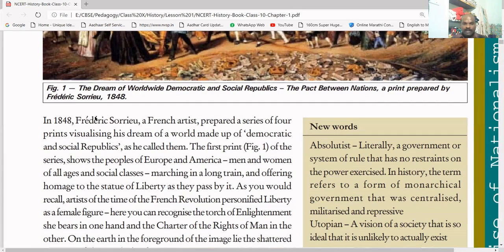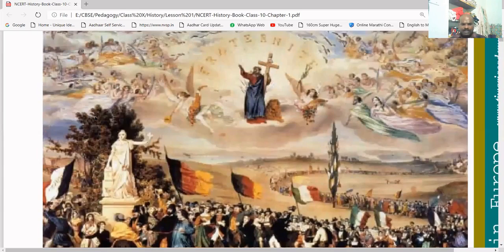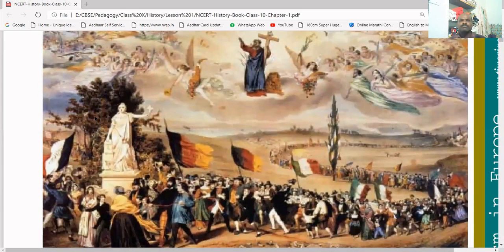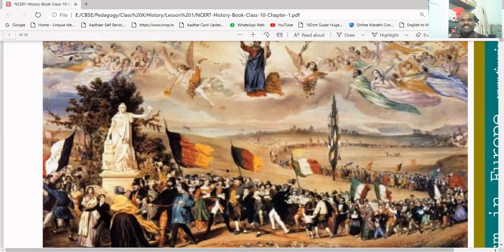Especially from America and Europe, people, men, women, people of all ages, are marching towards the Statue of Liberty, holding their national flags and wearing costumes. Look at the Statue of Liberty. It represents a famous statue that you can see in America, New York.